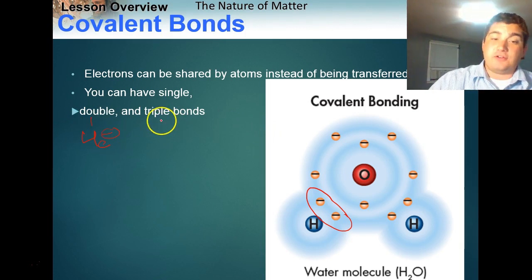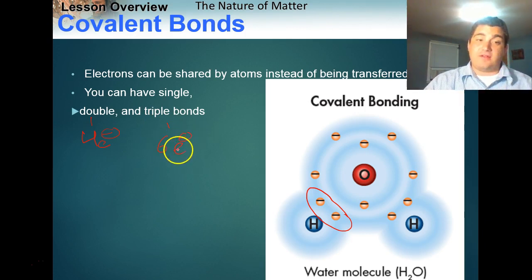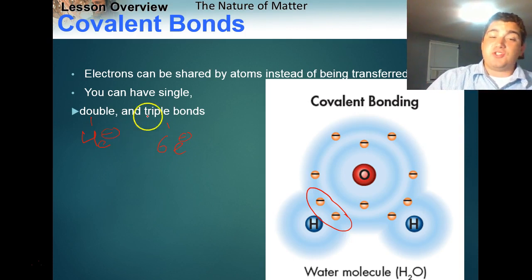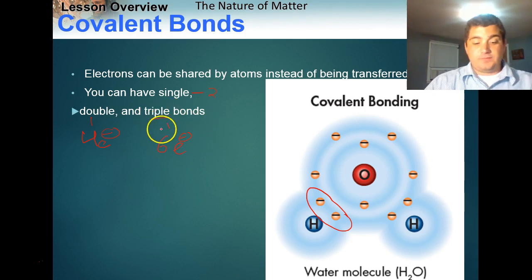Okay? And if we were to have a triple bond, which is very rare, we would actually have 6 electrons involved. And right, that's easy to remember because there's 2 electrons per covalent bond. So for a single, 2, right? 2 divided by 2 equals 1. A double, 4 divided by 2 electrons per bond equals 2 bonds. And 6. We have 6 electrons total divided by 2 per bond gives us 3 bonds.